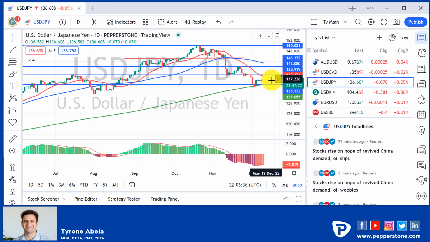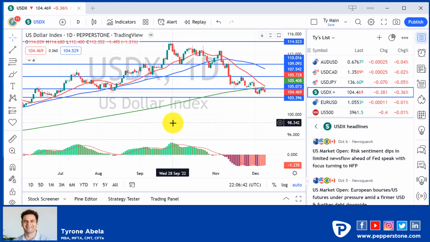So if it is going to reverse and start moving back up again, this is the level that it's going to do it. All right, let's go over to the dollar index now. And yeah, this one is an interesting one. It's in a very, very important zone.